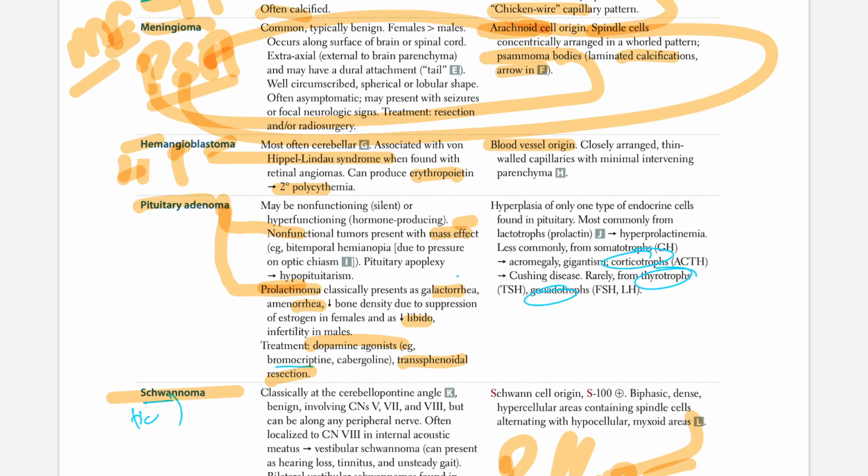Less commonly, it gives rise to GH, growth hormone secreting tumor, which is somatotroph; corticotrophs, which release ACTH; thyrotrophs, TSH; and gonadotrophs releasing FSH and LH.